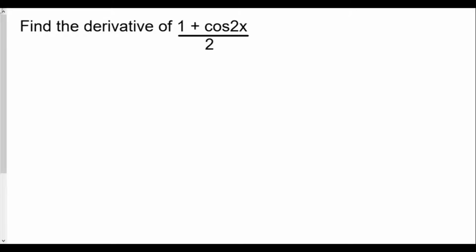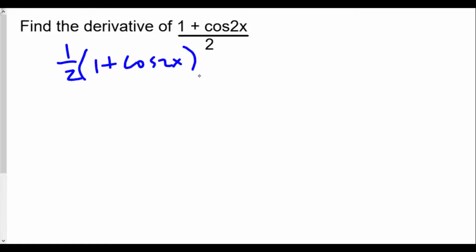So let's begin with the first one. This comes from question number 3 from our quiz, and also for those who are in my class: find the derivative of (1 plus cosine 2x) over 2. First off, I'm going to rewrite this as 1/2 times (1 plus cosine 2x).